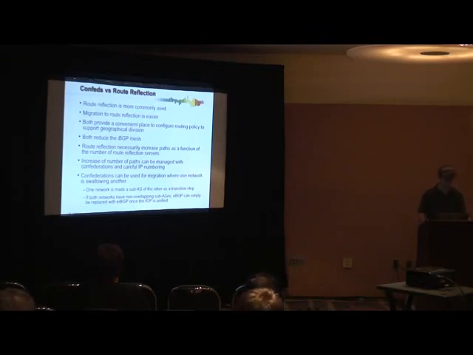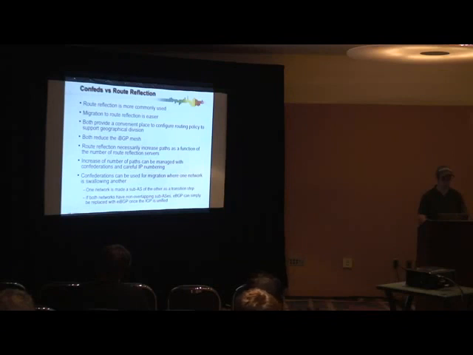Both reduce the iBGP full mesh. Route reflection necessarily increases paths as a function of the number of route reflector servers, which you may or may not care about depending upon how much RIB memory you have. And the increase in the number of paths can be managed with confeds through careful IP numbering.